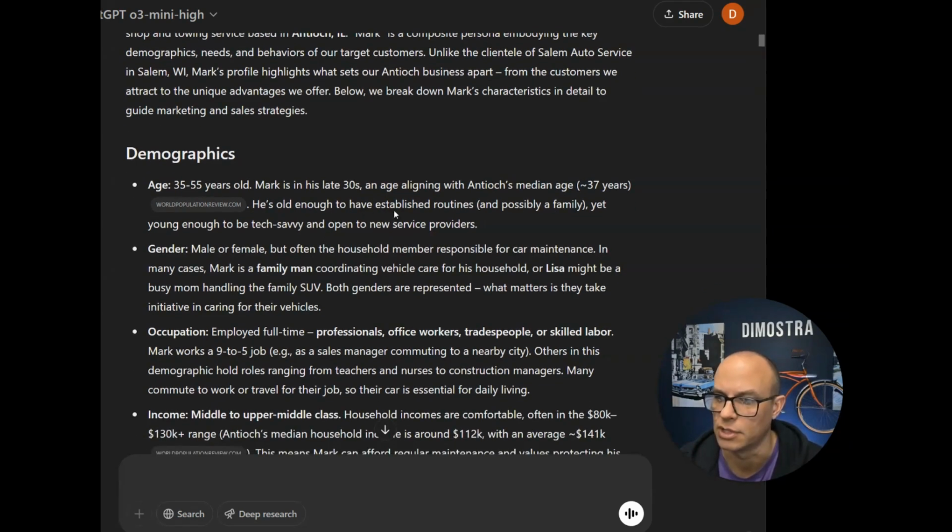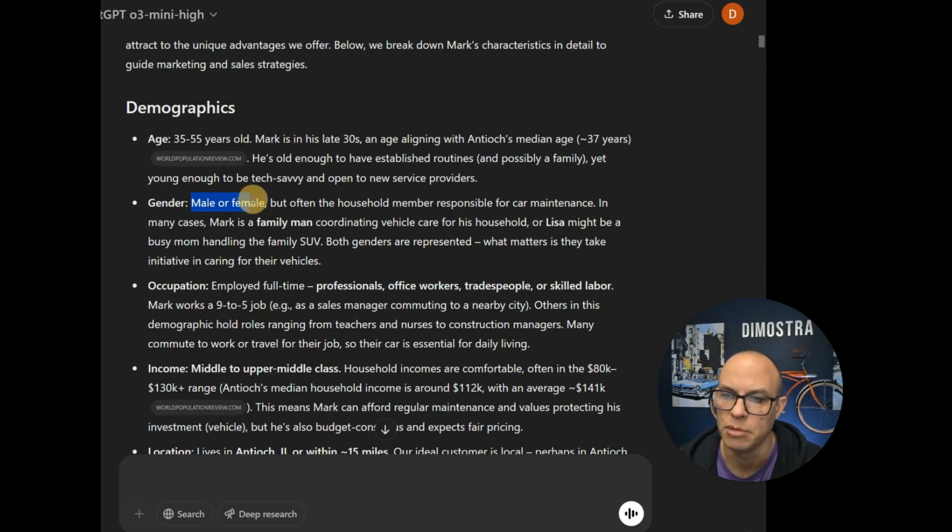And it's interesting because it says he's old enough to have established routines and possibly a family, yet young enough to be tech savvy and open to new service providers. Could be male or female, but often a household member responsible for car maintenance. In many cases, Mark is a family man coordinating vehicle care with his household, or Lisa might be a busy mom handling the family SUV. Both genders are represented. What matters is they take initiative for caring for their vehicle.